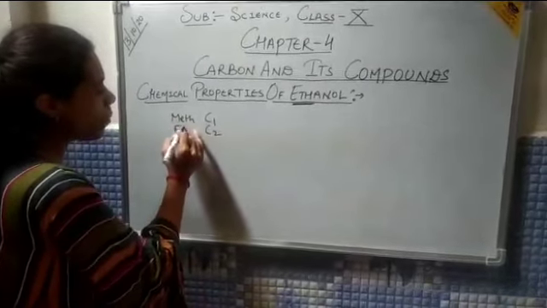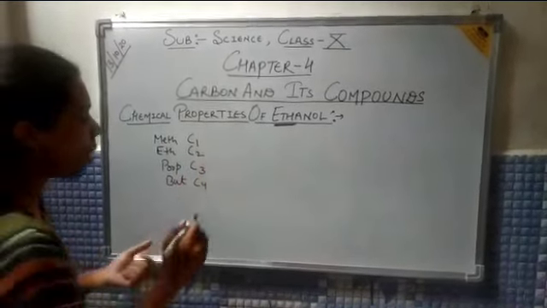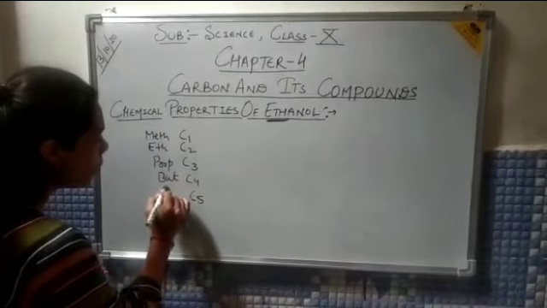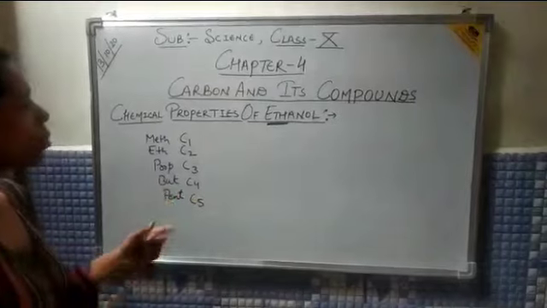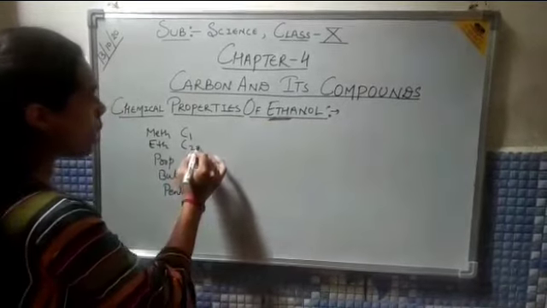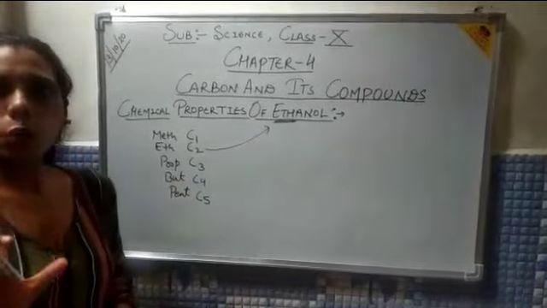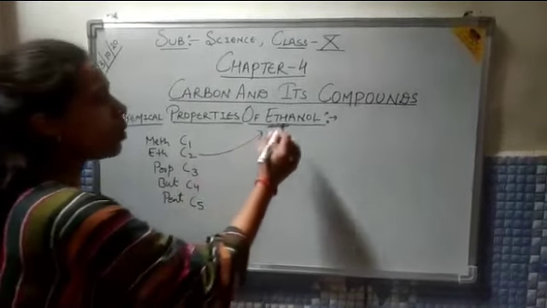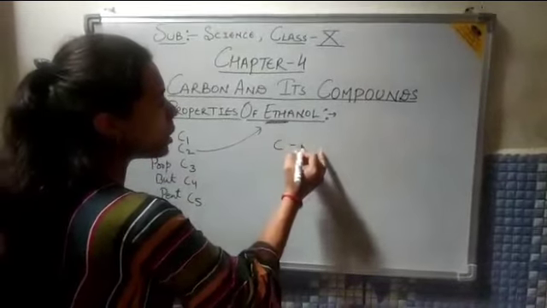When three carbons are there, we use the word prop. When four carbons are there, we use the word but. Similarly, if five carbons are there, then we use the word pent. So similarly, here we use the word ethanol. So how many carbons are present here? Two carbons are present here. Now, eth means a two carbon chain is present here.